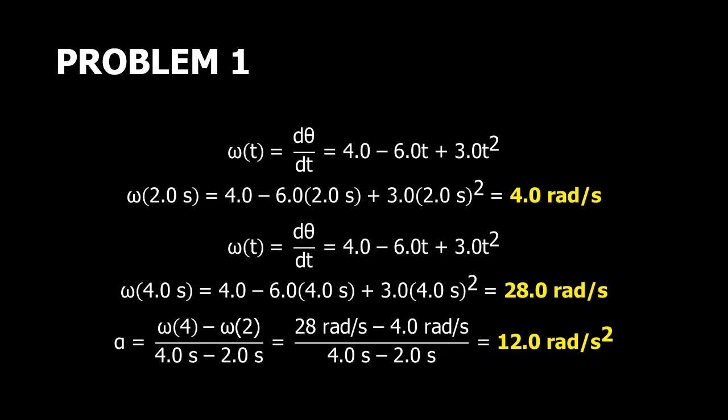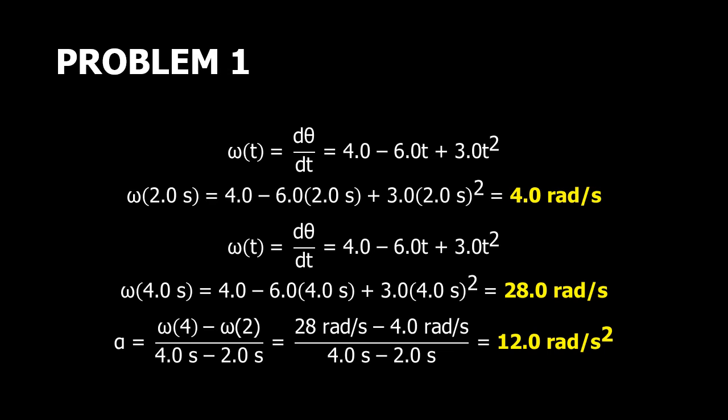Same procedure. So this time 4 naman ang isa-substitute natin. So we use 4 minus 6 times 4 plus 3 times 4 squared. And we do the arithmetic, and this will yield 28.0 radians per second. And yan, our angular velocities. So di ba madali lang?